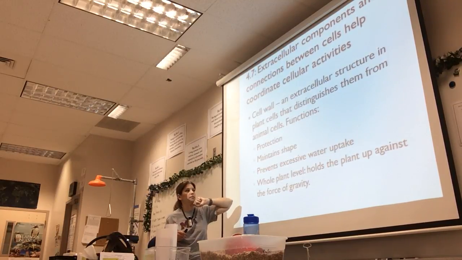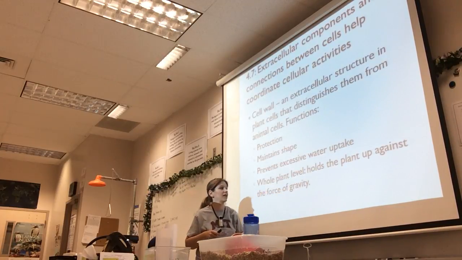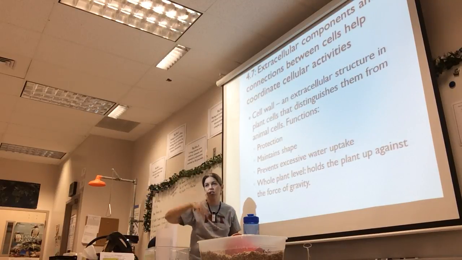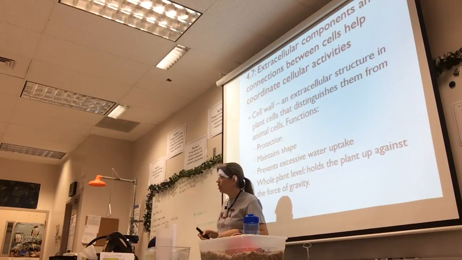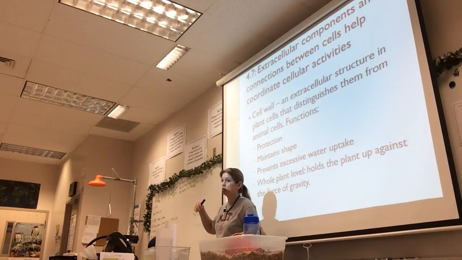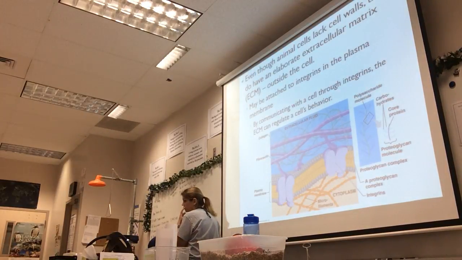What does that actually mean? On a whole plant level, the cell wall is going to hold the plant up against the force of gravity. If you look at our classroom plants, they don't have a skeleton. They don't have bones. What allows them to not be limp like cooked broccoli is cell walls. Cell walls and turgor pressure.